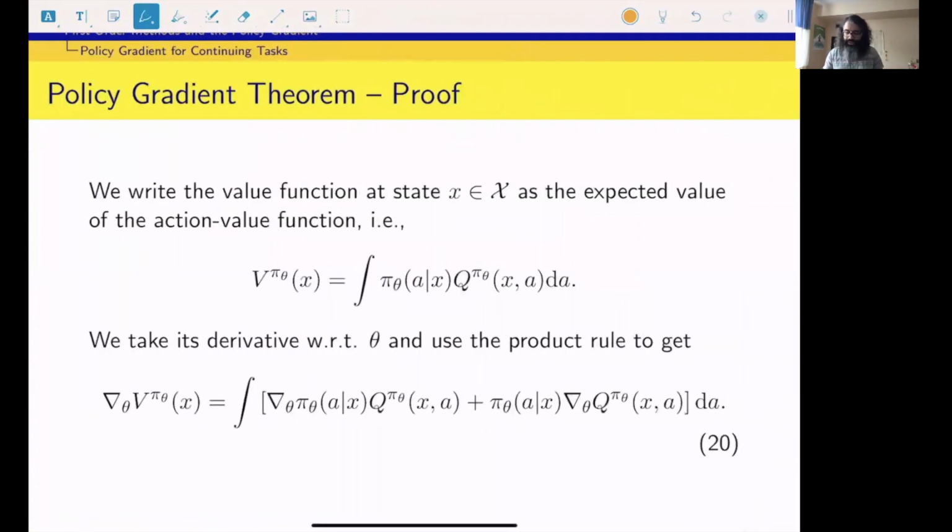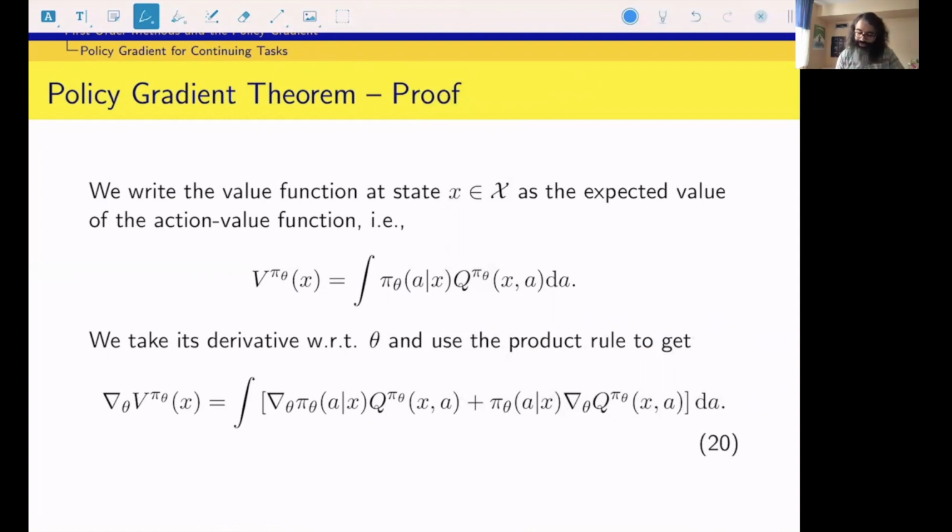Okay, so let's try to prove it. I think this is kind of interesting because you had seen a very similar argument before, but there are also some nice ideas here.